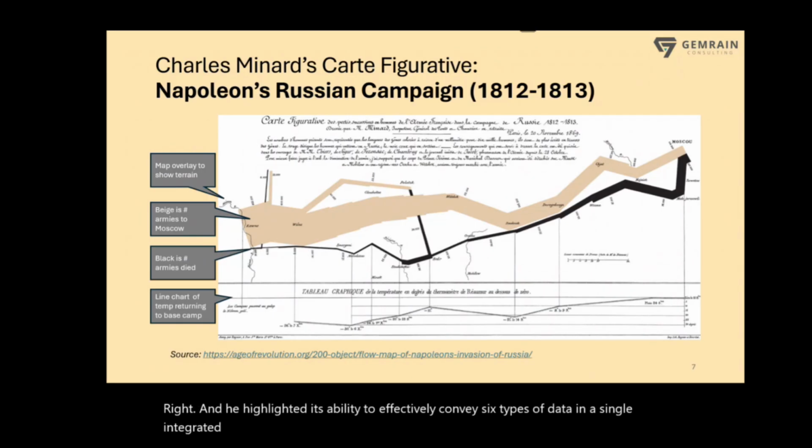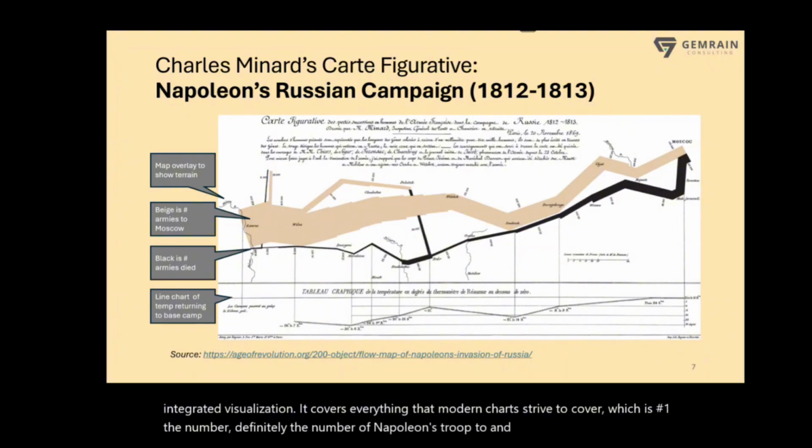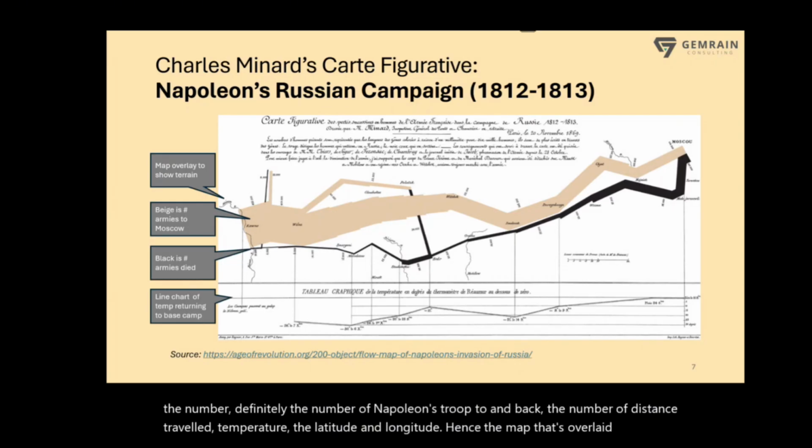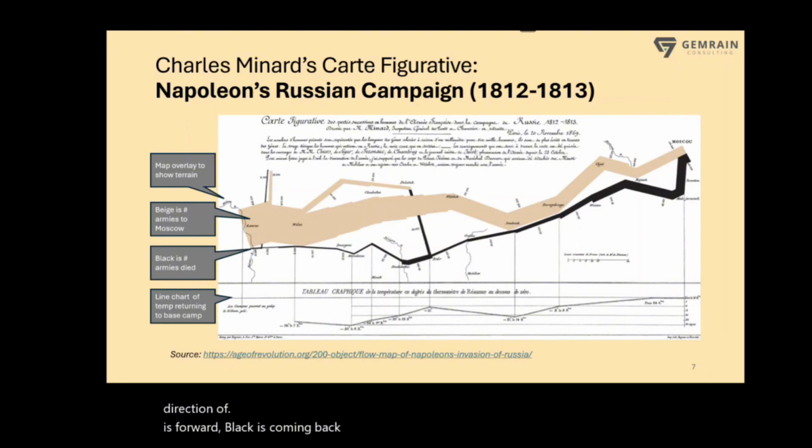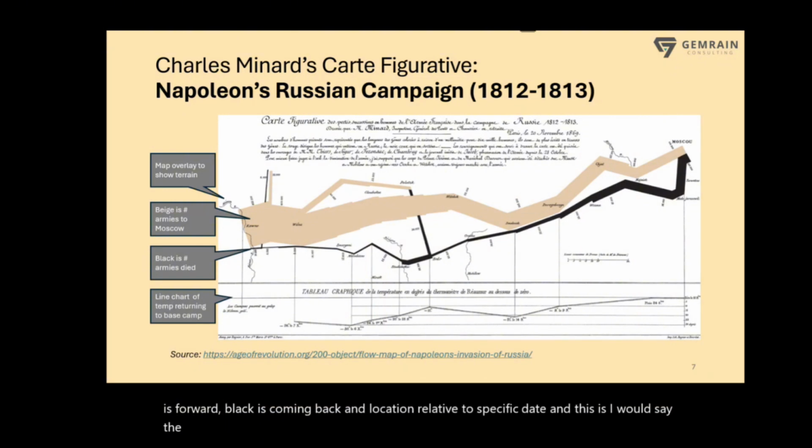It covers everything that modern charts strive to cover, which is, number one, the number of Napoleon's troops to and back, the distance traveled, temperature, the latitude and longitude, hence the map that's overlaid behind, the direction of travel, beige is forward, black is coming back, and location relative to specific date. And this is, I would say, the most important element in modern analytics, which is time.